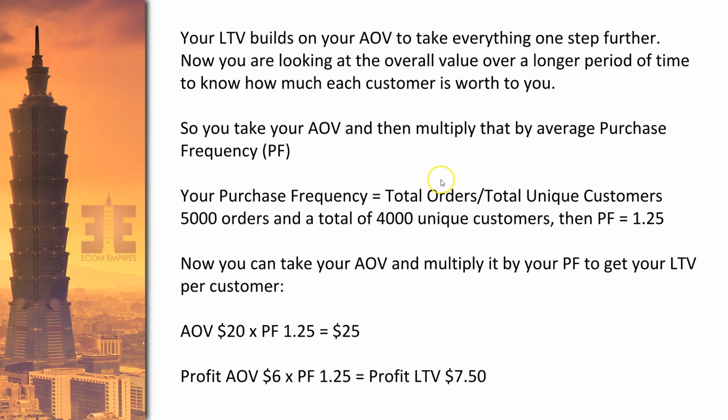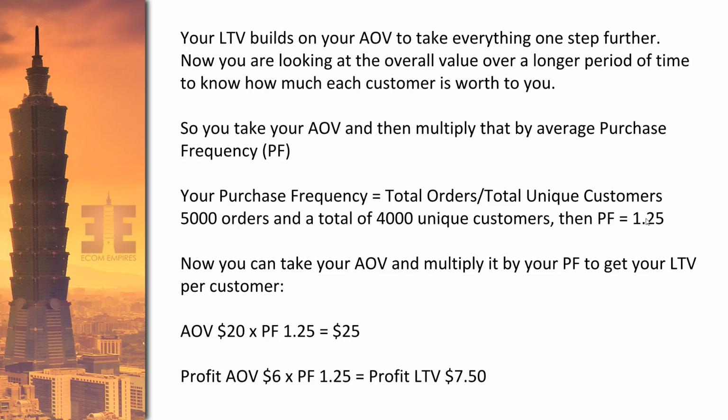And looking at a way that you can kind of figure this out is you can take your average order value, okay, and multiply that by the average purchase frequency, all right? Your purchase frequency is a number that equals total orders divided by total unique customers. Okay, so in this example of that 5,000 orders we talked about, that 5,000 orders may not be 5,000 unique customers. In fact, in this example, we're going to say that 5,000 orders is 4,000 unique customers. So that's a purchase frequency of 1.25 because it means 1,000 customers actually came back and purchased a second time. All right, so the purchase frequency is 1.25.